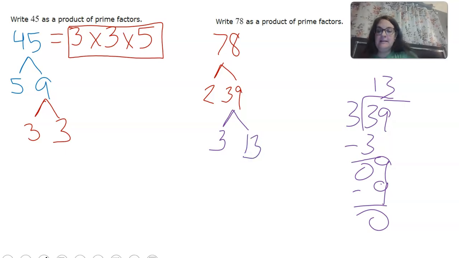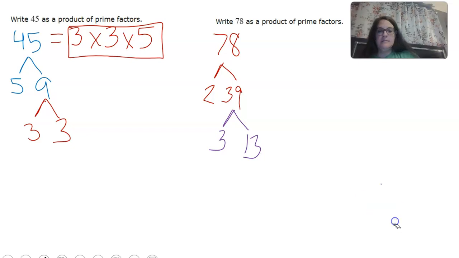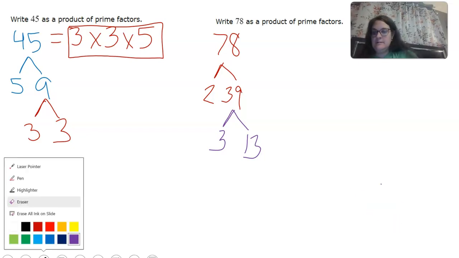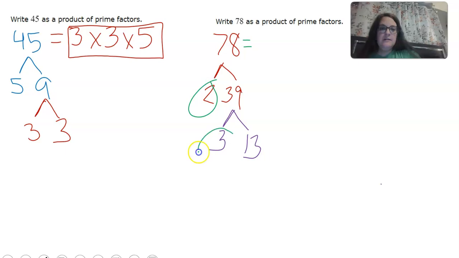And 13 was listed as one of our prime numbers. So our prime factorization for 78 is 2 times 3 times 13.